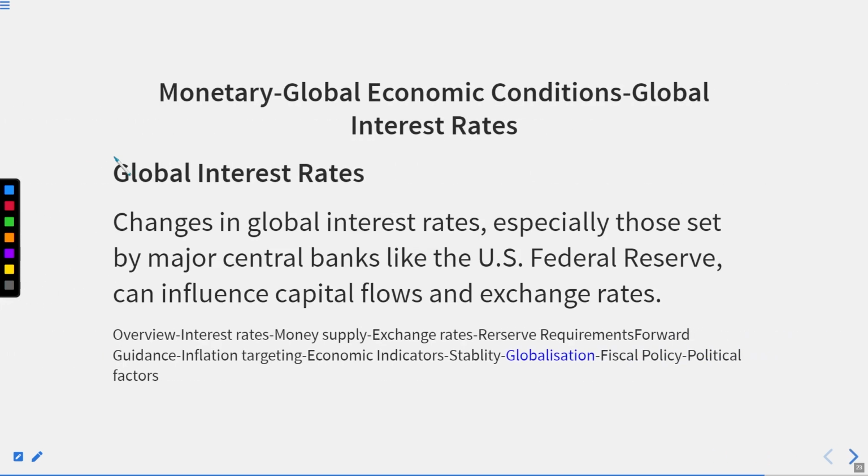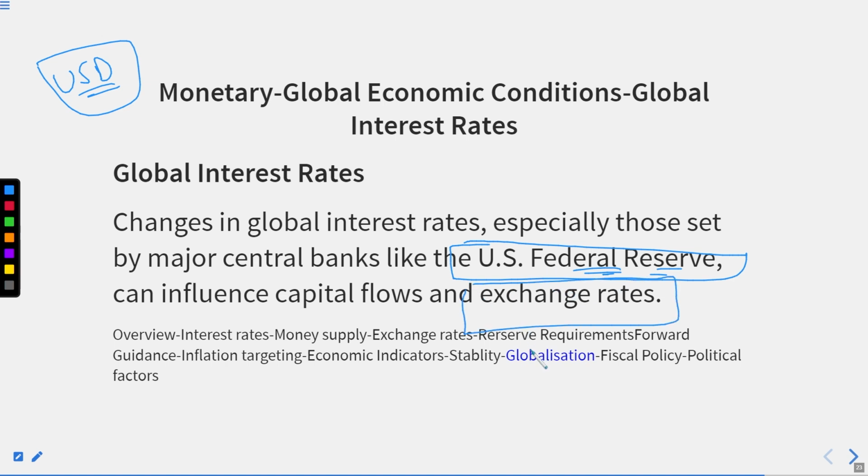Global interest rate. Changes in global interest rates, especially those set by major central banks like the US Federal Reserve, can influence capital flows and exchange rates. Because when we talk about exchange rates, basically we're talking about the US dollar, and this comes under the US central bank, which is known as the Federal Reserve. So anything done by the US will ultimately change the dollar supply in the international economy and affect capital flows and exchange rates.